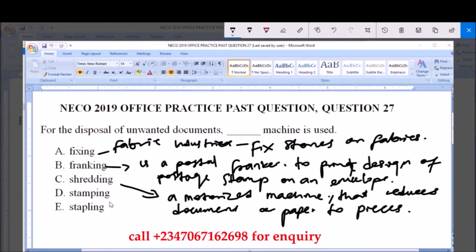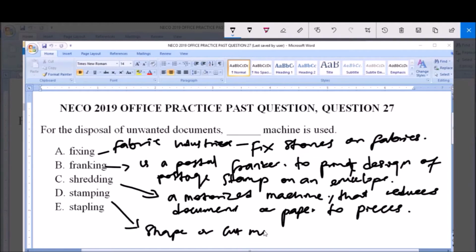Now this is the stamping machine. The stamping machine is a metal work machine that is used to shape or cut metal. And E is a stapling machine. A stapling machine is simply used to hold papers together by introducing metal staples, used to hold or fasten paper together.